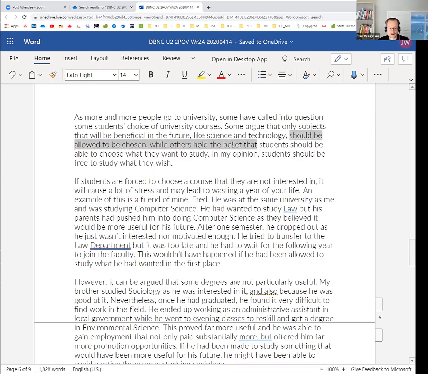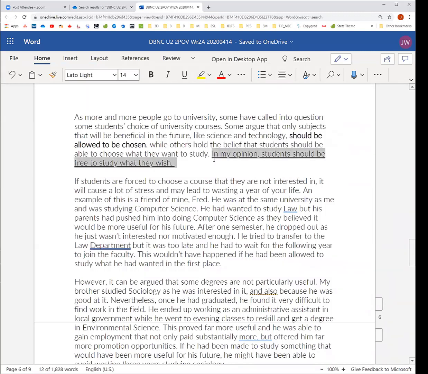Okay. And we have here an example of passive voice. Right? What's the author's position in this one? Okay, what's the author's opinion? Okay, it's not a trick question. Yeah, that's the opinion that students should be free to study what they wish. That's it. Okay, Oksana, keep going.